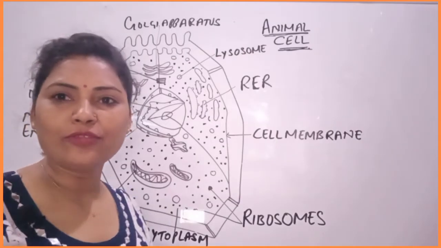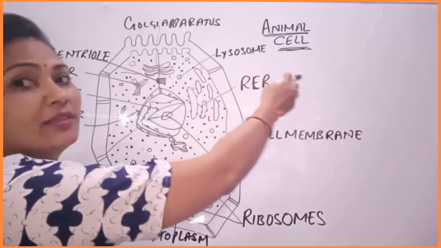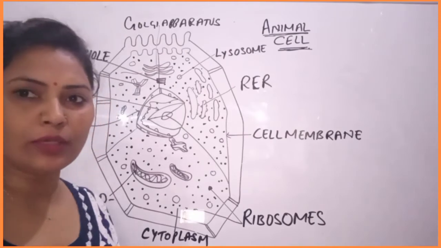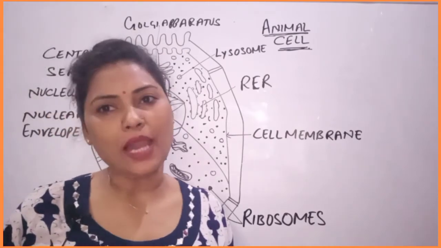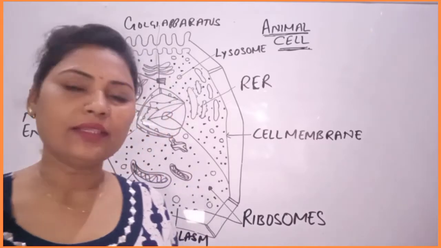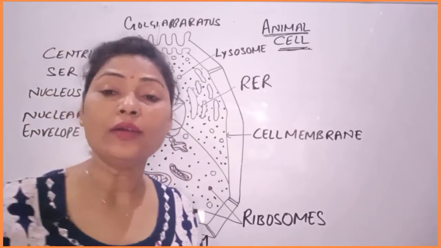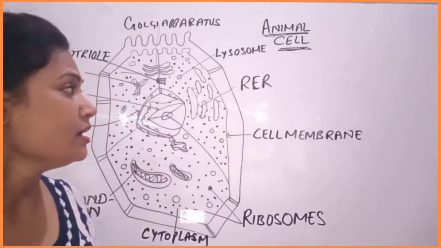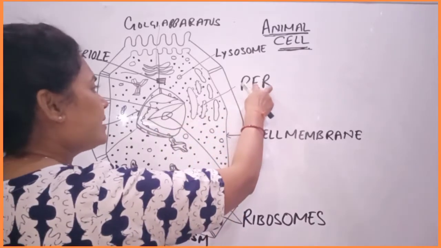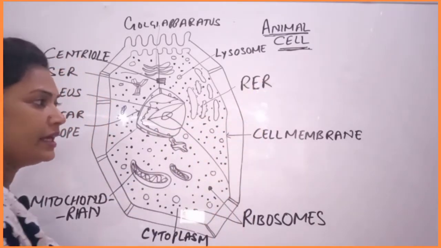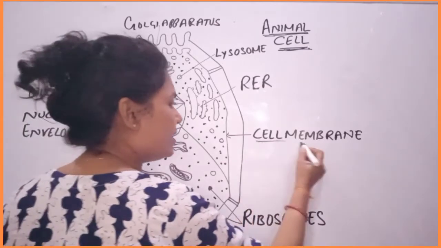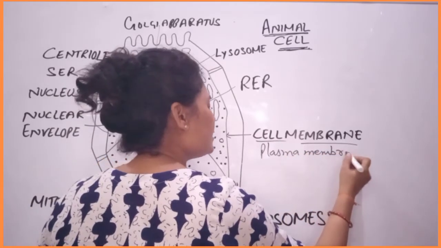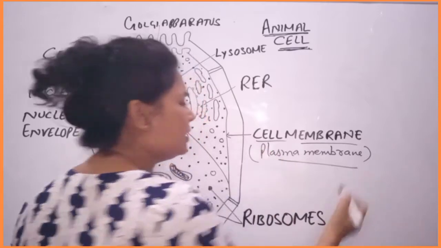Now I would like to explain the animal cell. So this is an animal cell, and you know the difference between plant cell and animal cell. Plant cell contains the plastids, and along with the plastids, the cell wall is also present. But in animal cell there will be no cell wall. Cell wall is absent in the animal cell. It contains the outermost membrane, that is the cell membrane, also known as the plasma membrane. This is the outermost membrane of the cell.